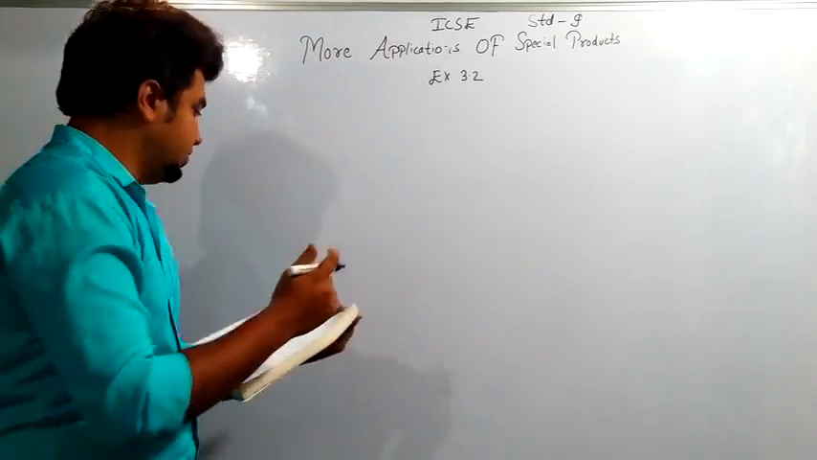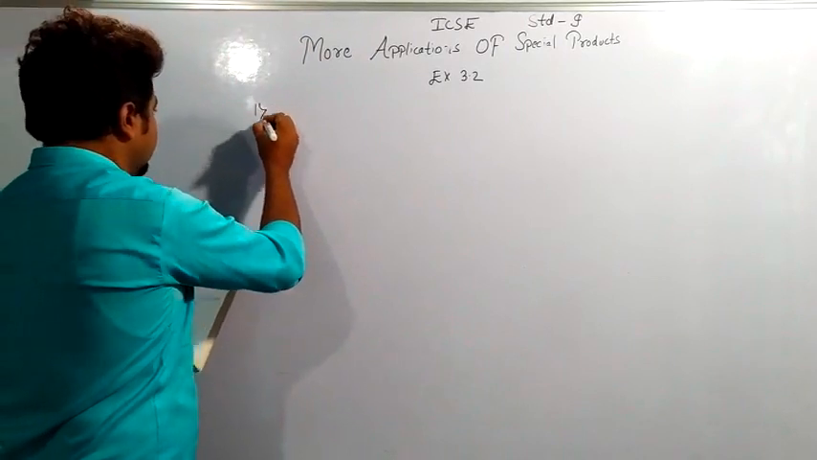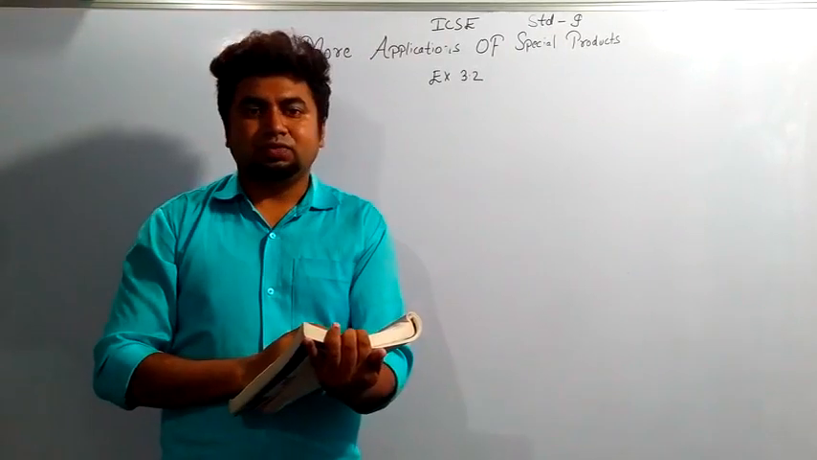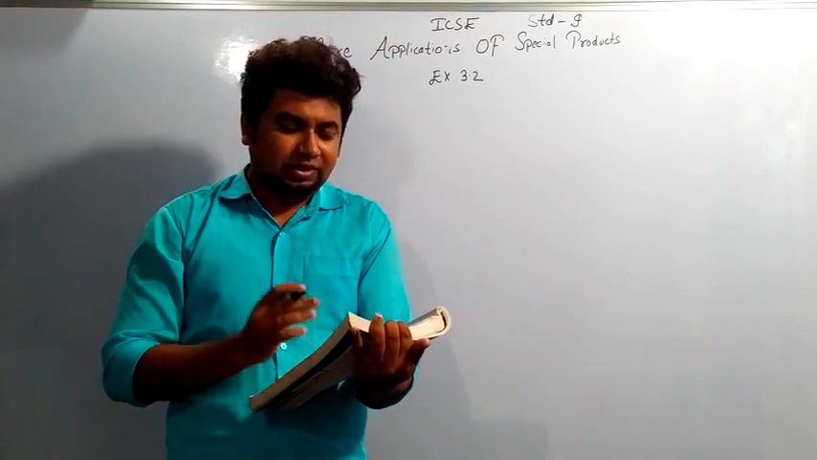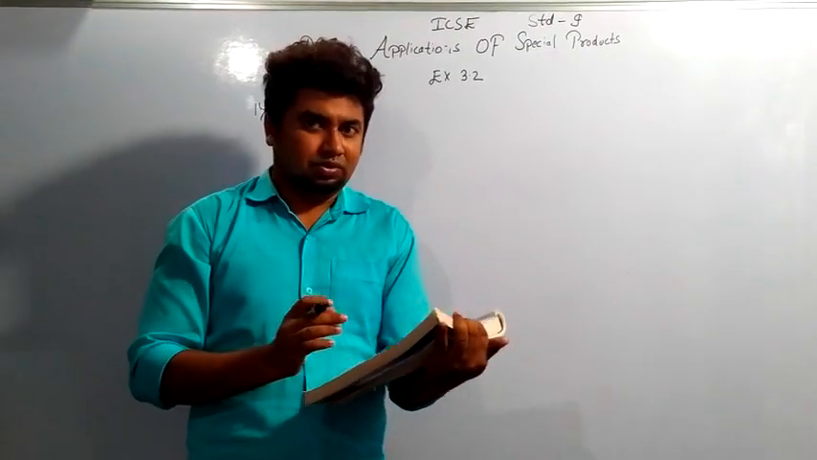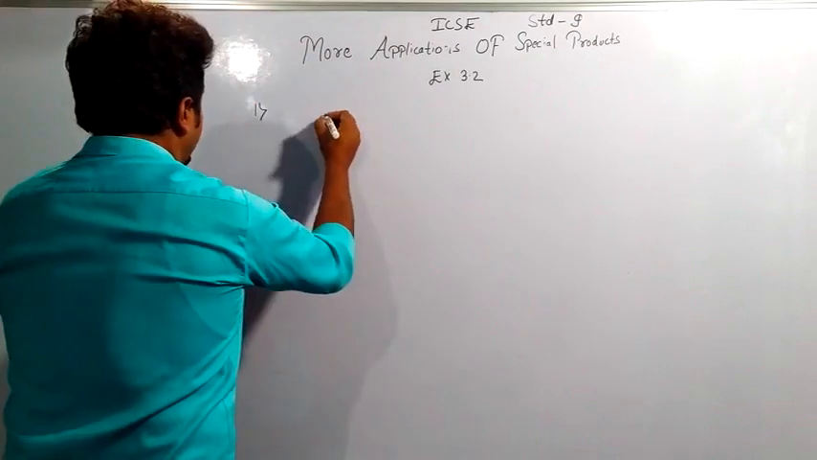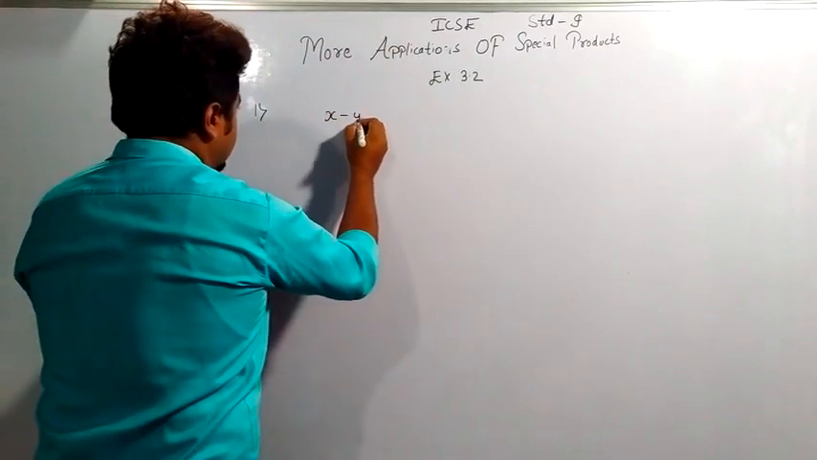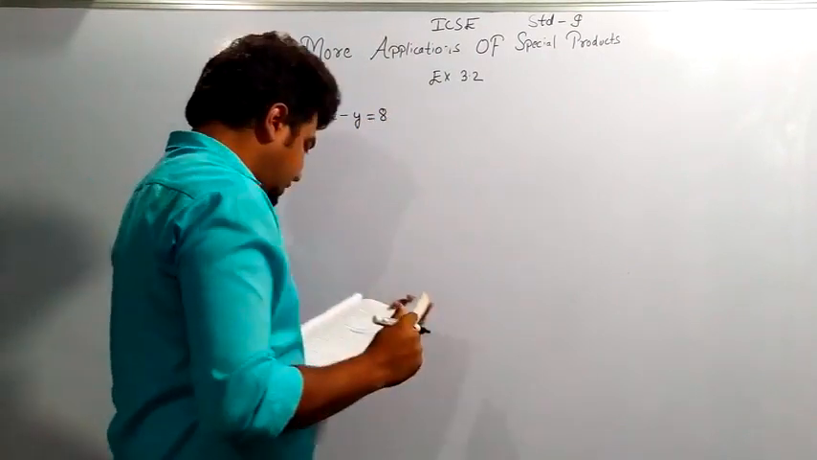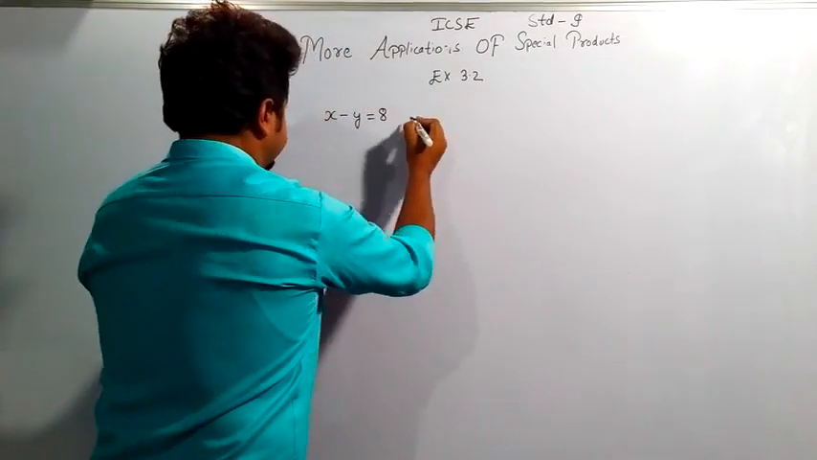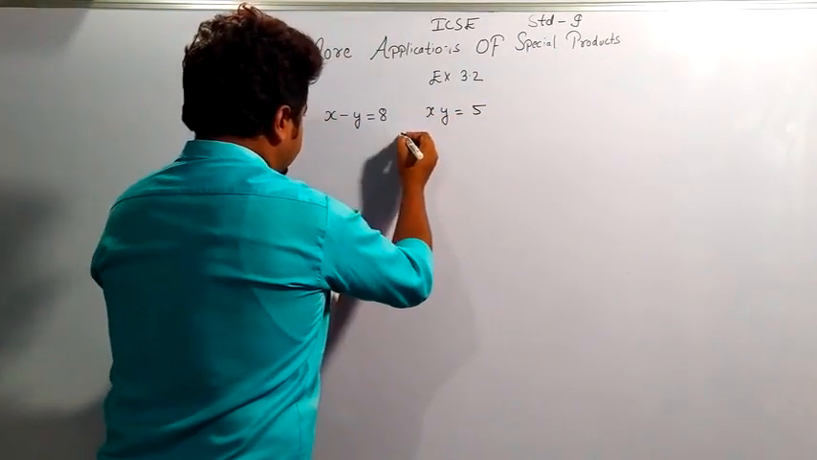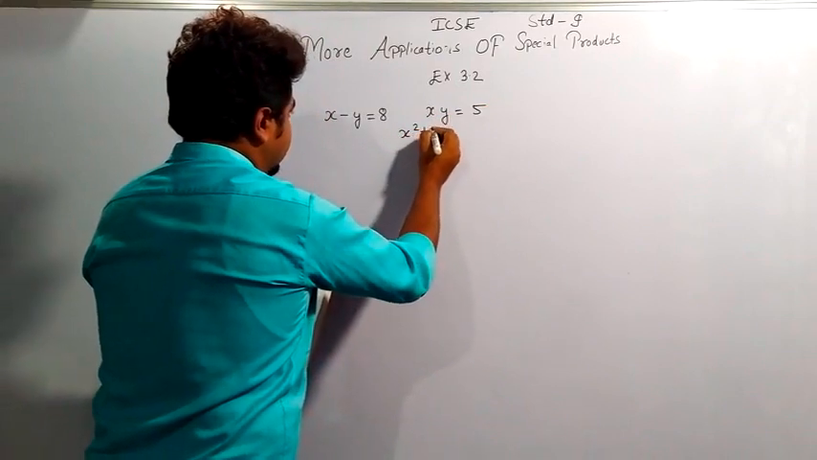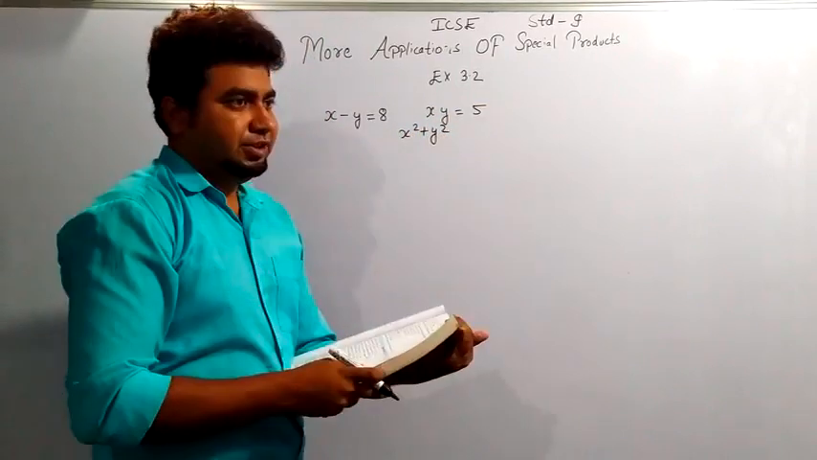So first question we'll be solving. In the first question it is given if x minus y is equal to 8 and xy is equal to 5, find x square plus y square. So it is given x minus y is equal to 8 and xy is equal to 5. We have to find the value of x square plus y square.